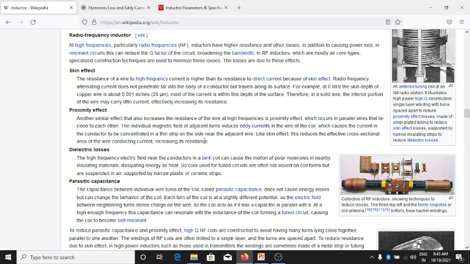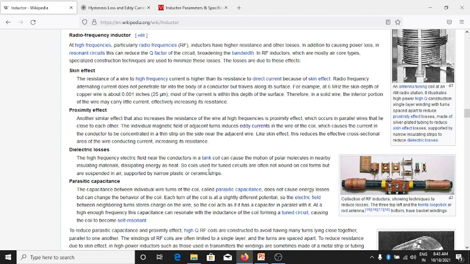Proximity effects happen in parallel wires that lie close to each other. In that case, adjacent turns induce eddy currents. Clear? Next is dielectric losses. The high frequency electric field near the conductor in a tank coil can cause the motion of polar molecules in nearby insulating materials, dissipating energy as heat.